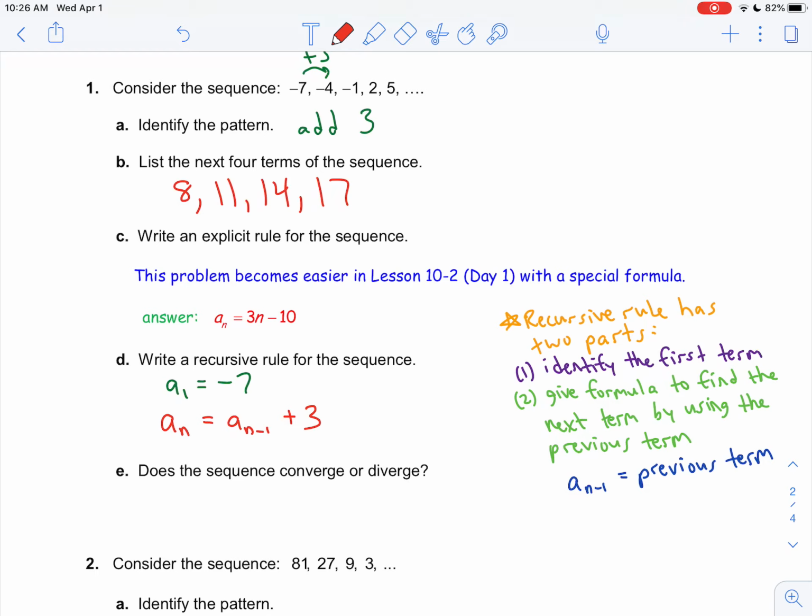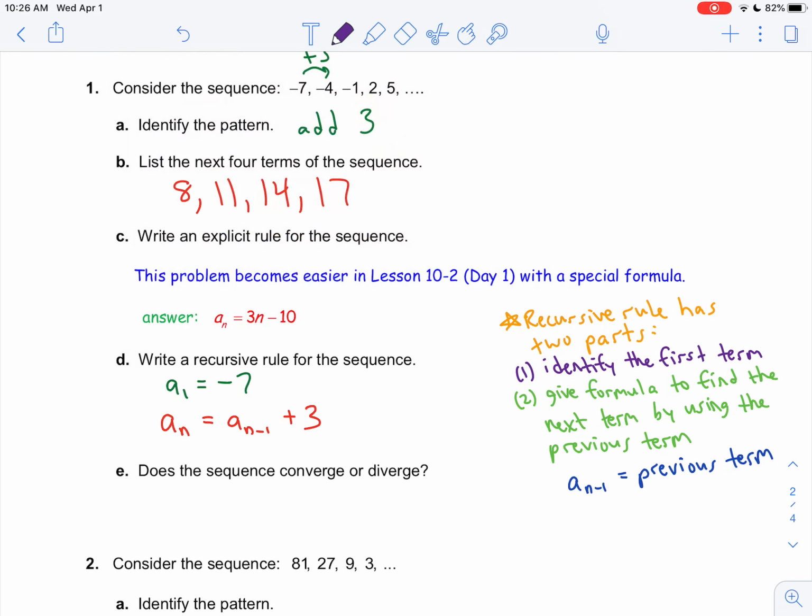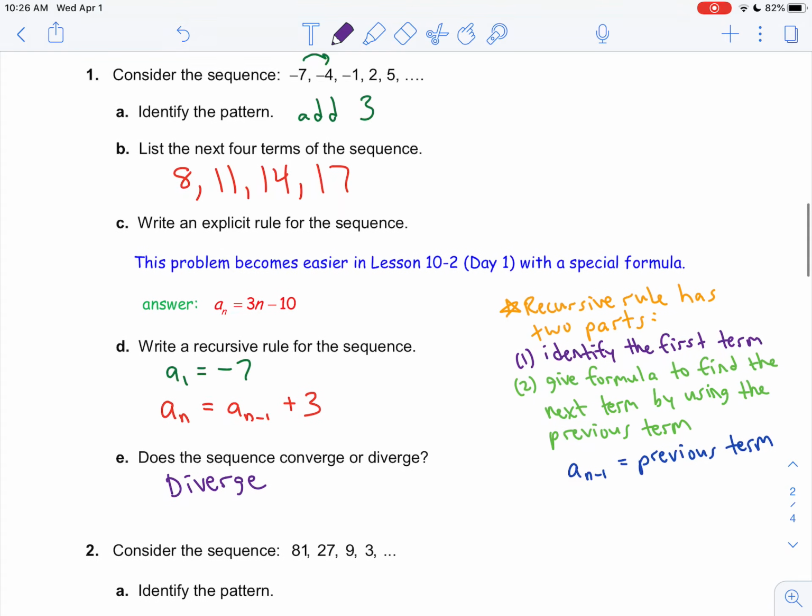And then we're going to talk about converge or diverge. Well, if I take these numbers and I just keep adding 3 plus 3 plus 3 plus 3, it's going to keep increasing forever and ever, approaching positive infinity, so it's going to diverge. All right, we'll look at number 2, and then we'll take another break.